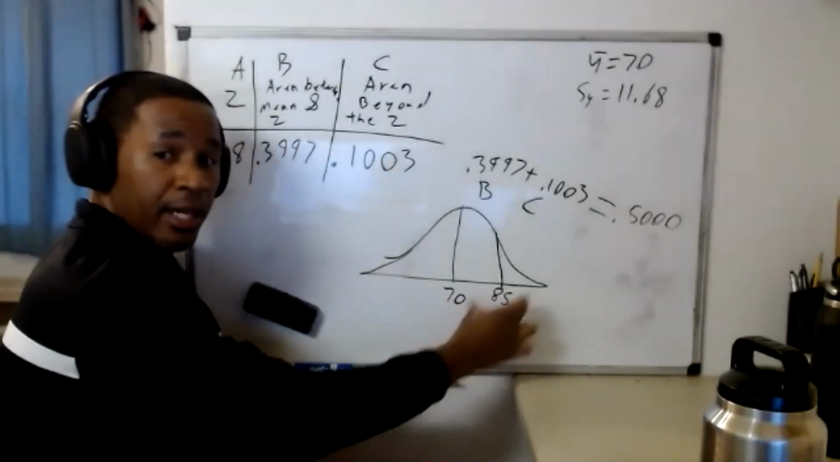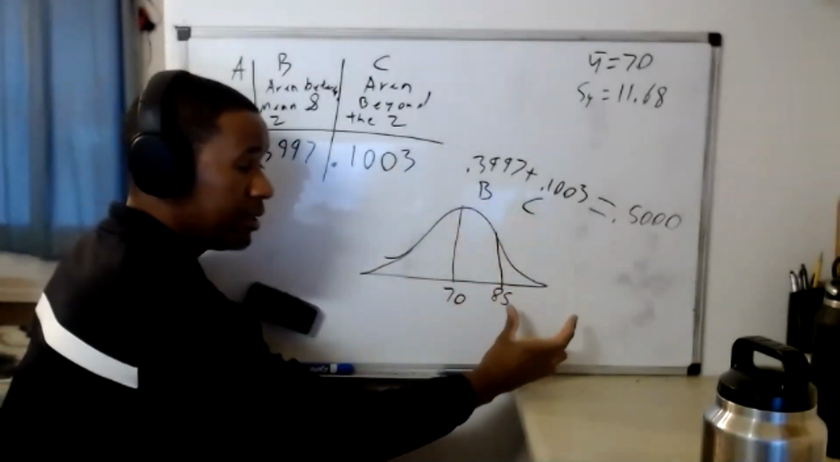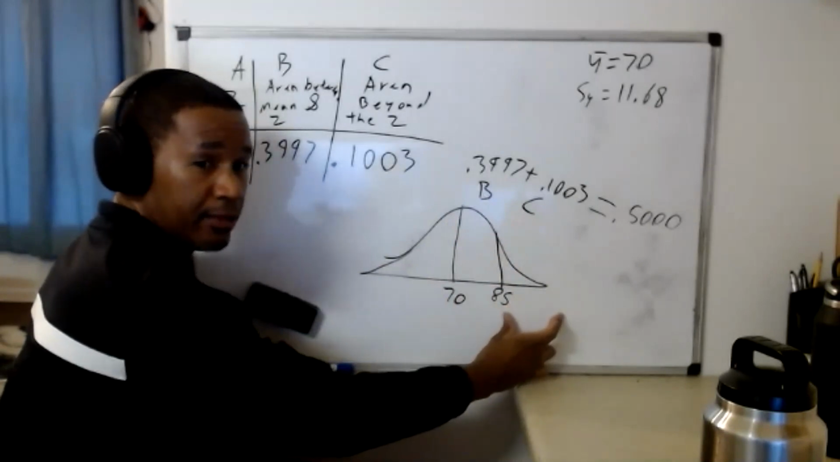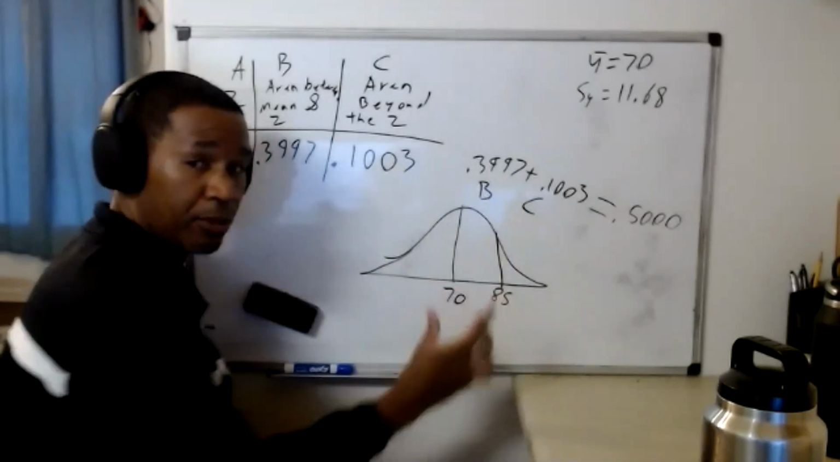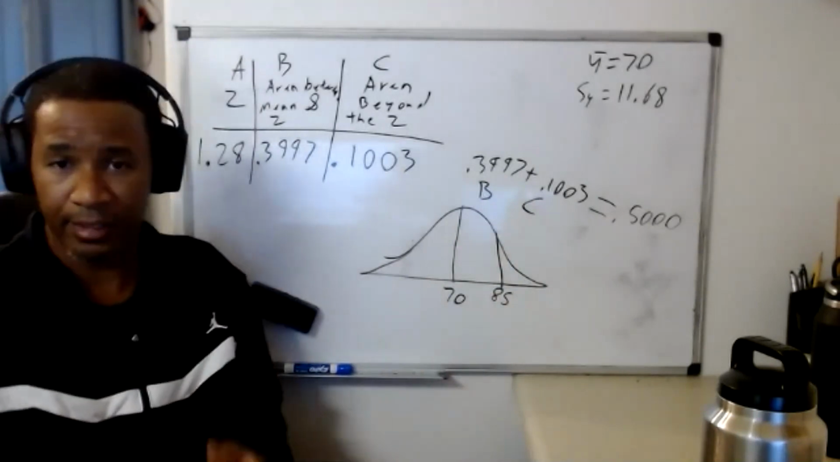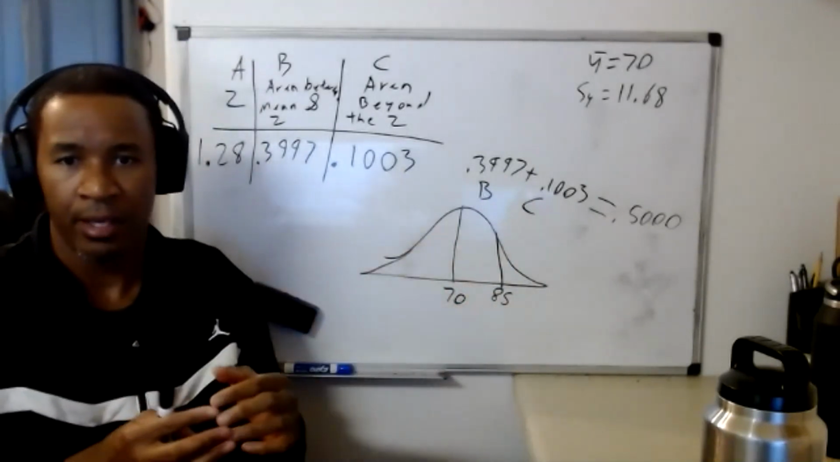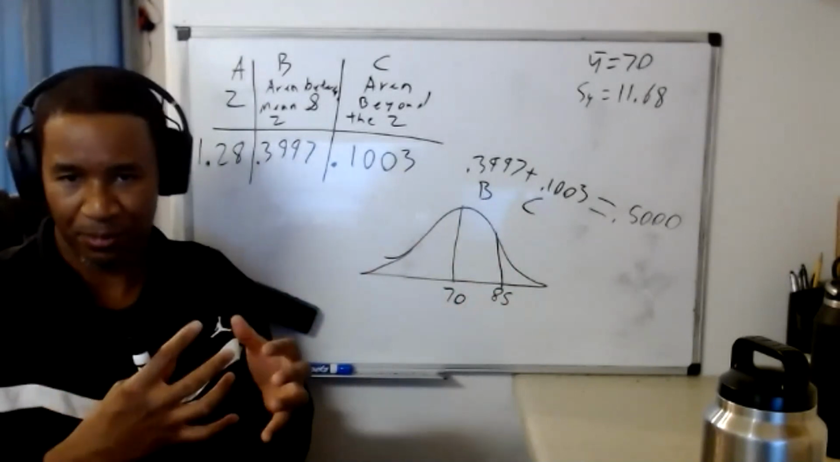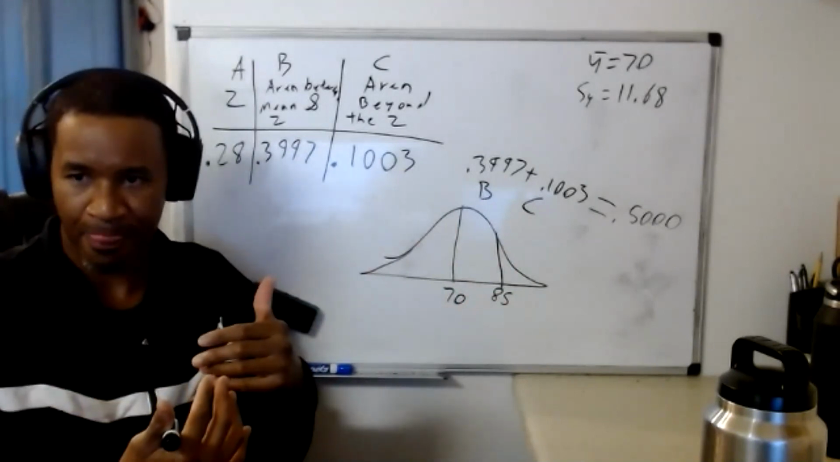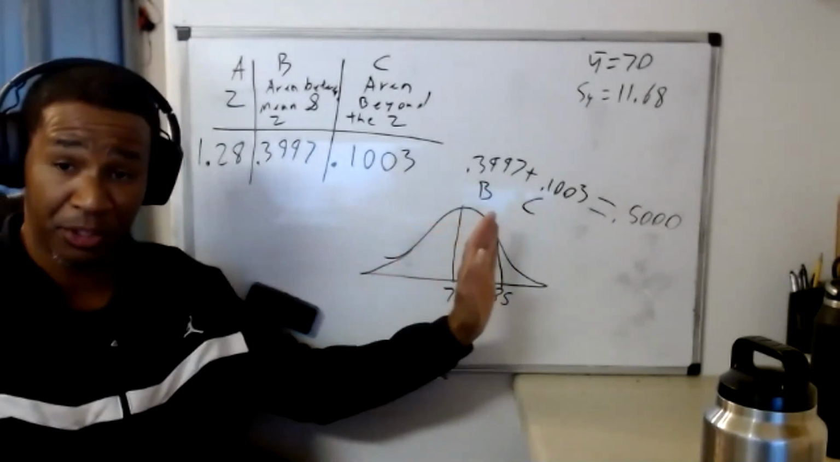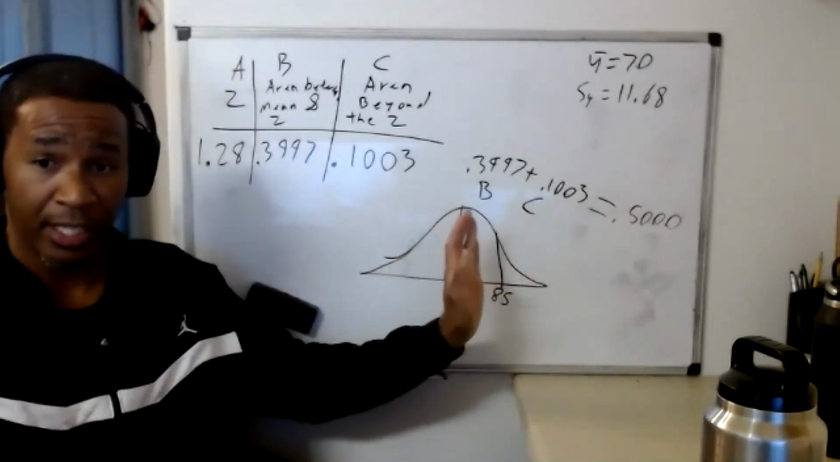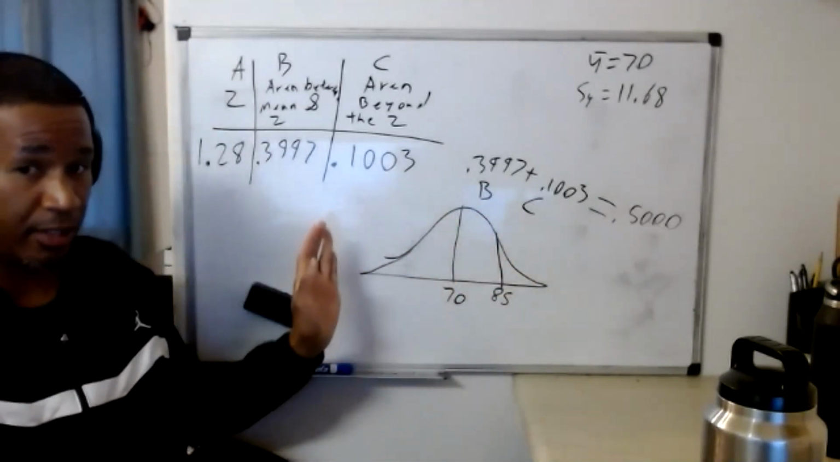Here we are only seeing between the mean and a Z value, which is the B column. And the C column tells you the area beyond that Z value, or beyond that raw score. It doesn't tell you the whole other side of the distribution. It assumes that you as a researcher know that 50% of the distribution is on this side, and 50% is on the other side.